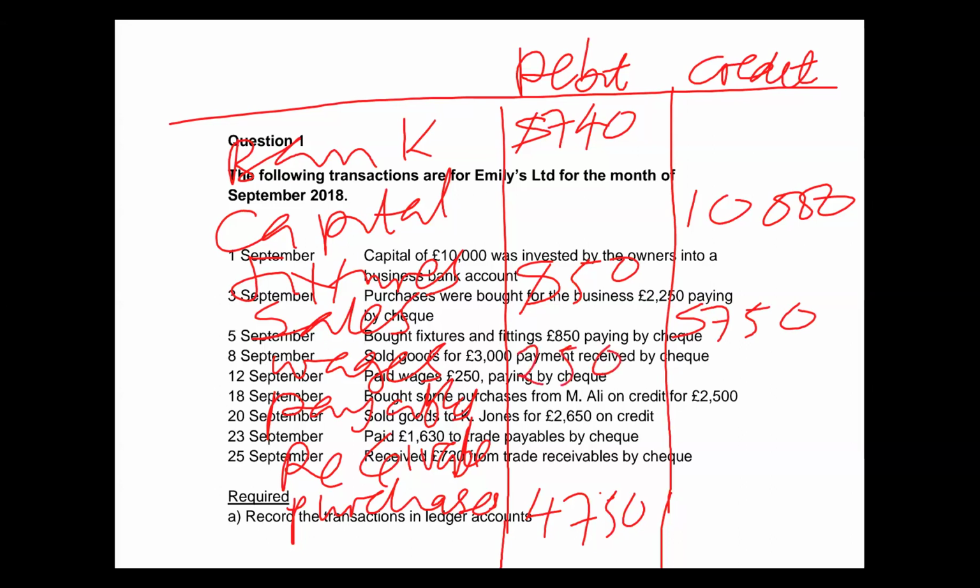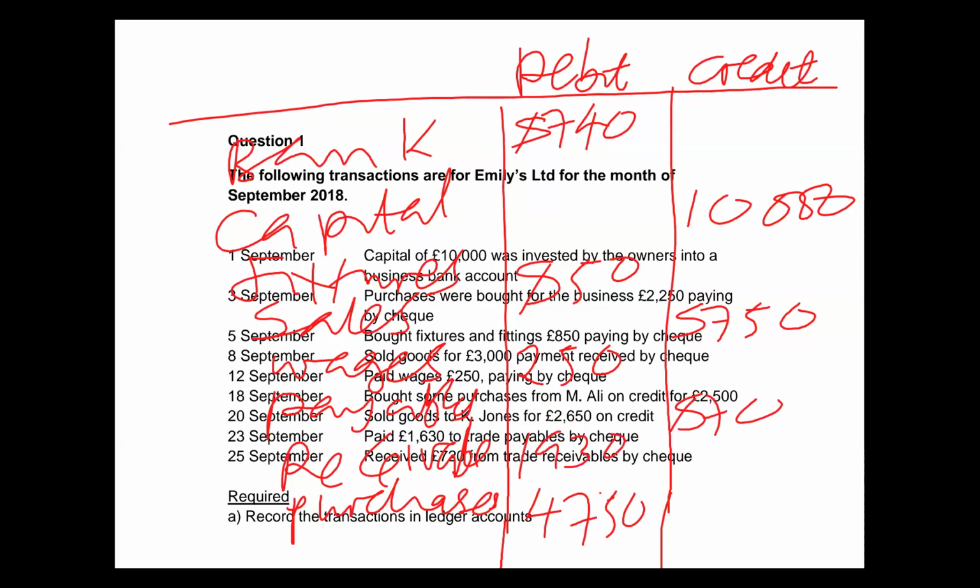What about payables? Payables was credited 870, because they are liabilities. What about receivables? Receivables was debited 1930. Like this. Yep.